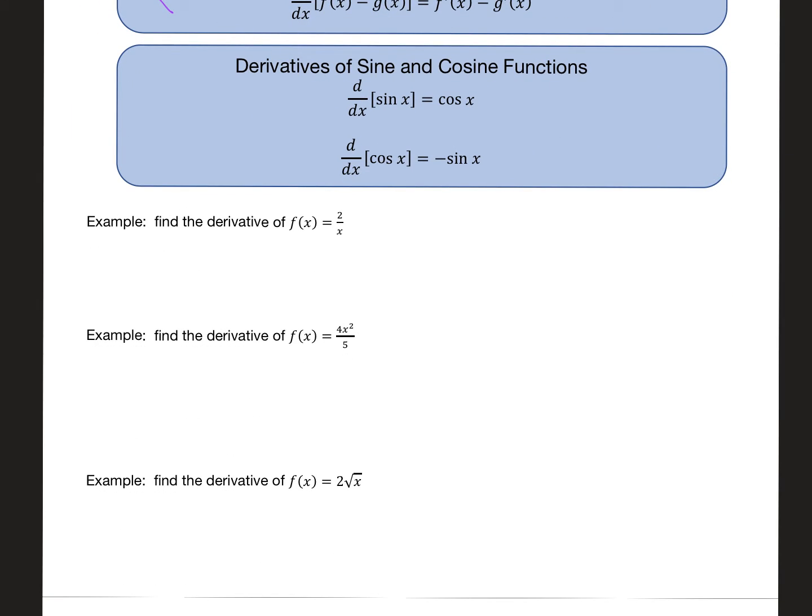Here we go. So for this first example, I am going to rewrite this function as 2x to the negative 1. That way, when I go to take the derivative, I can take the exponent, multiply by the number that's out in front, rewrite my x, and reduce that exponent by 1. Now, all I have to do is clean this up. So f prime of x is going to equal negative 2 over x squared, which makes sense because of this negative exponent.